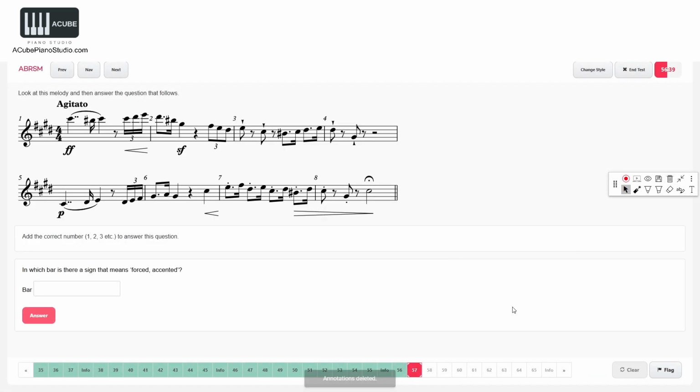Okay. Moving on to the next part. So in which bar is there a sign that means forte accented? Here, SF. So it's bar 2.